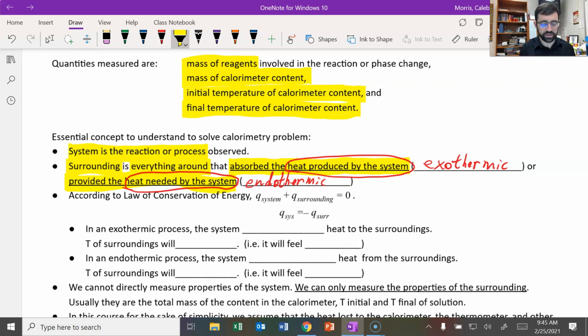According to the law of conservation of energy, the heat of the system plus the heat of the surroundings, if you add them together, there's no net change. The heat of the system plus the heat of the surroundings equals 0. So the heat of the system has to be equal to the negative of the heat of the surroundings. That's a really valuable and important concept for solving these problems. If you know the heat of the surroundings, the system is the exact same number with a negative sign.